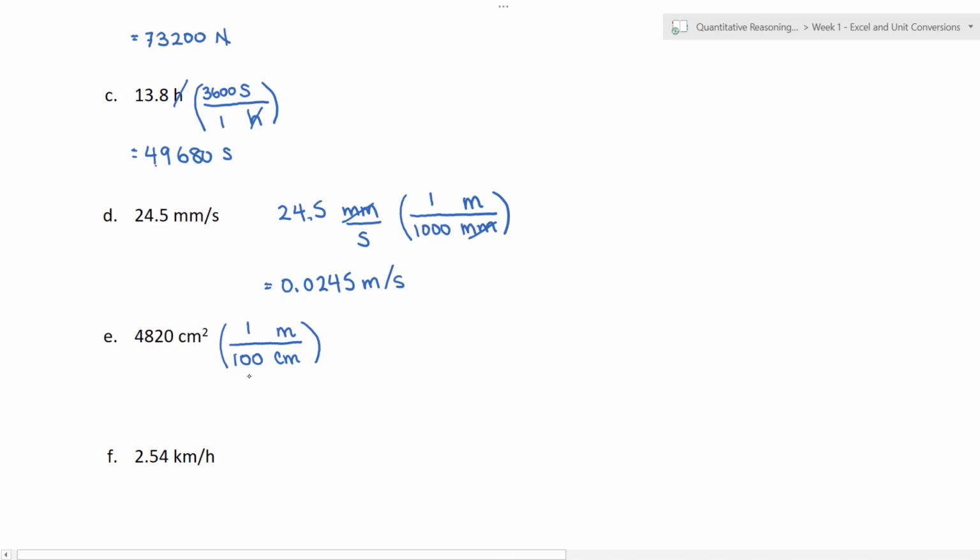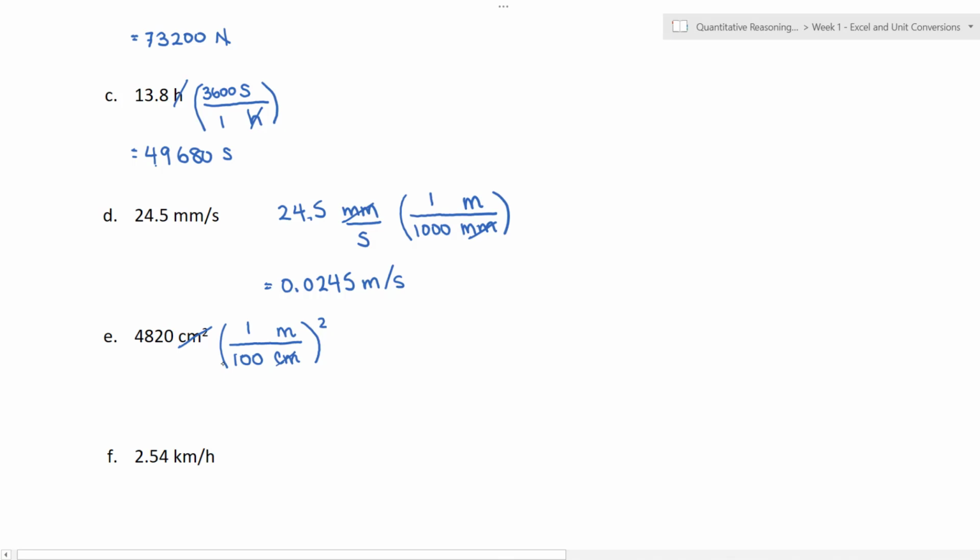But notice that centimeters and centimeters squared will not cancel out because one's squared and the other one isn't. So what we do to correct this is we square the entire bracket. So we put the squared on the outside, which means I now have 1 meter squared and 100 centimeters squared. Okay, so now the centimeters squared cancels out with this, and I'm left with meters squared as a unit on the top.